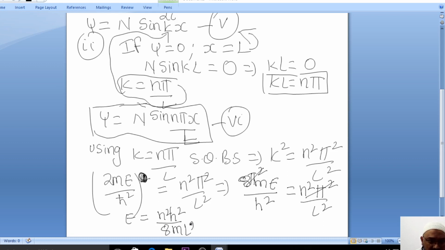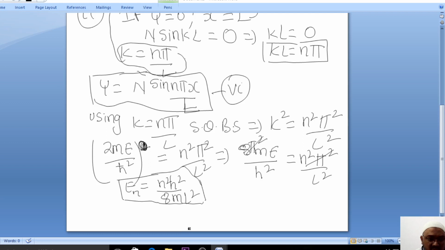8m L square. So you got the value of E, energy of the particle, and so in order to calculate the energy of the particle when it is going to excited state, from that excited state it is going to the second excited state, and so on. So we got the general expression of the energy of the particle, that is En is equal to n square h square by 8 ml square. So now where n can take value from 0, 1, 2, 3 and so on.